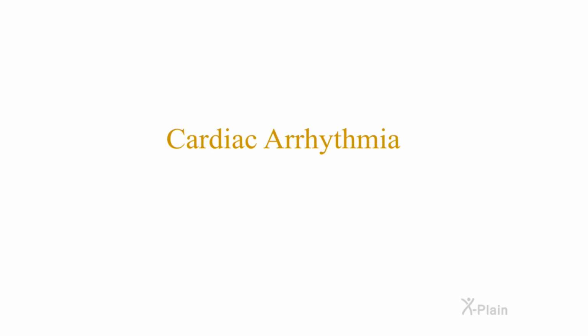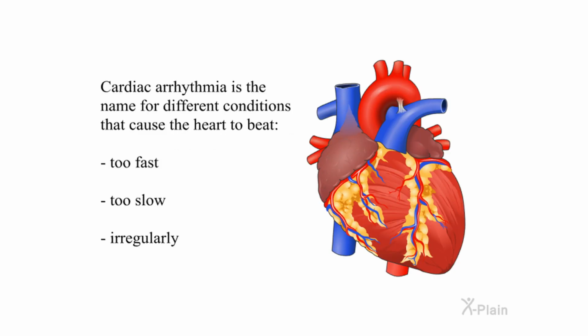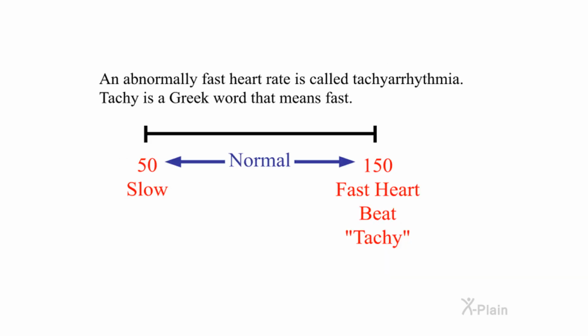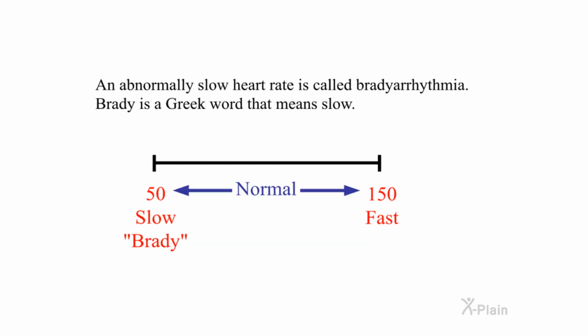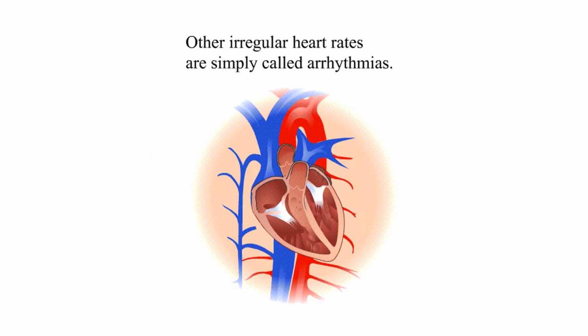Cardiac arrhythmia. Cardiac arrhythmia is the name for different conditions that cause the heart to beat too fast, too slow, or irregularly. An abnormally fast heart rate is called tachyarrhythmia. Tachy is a Greek word that means fast. An abnormally slow heart rate is called bradyarrhythmia. Brady is a Greek word that means slow. Other irregular heart rates are simply called arrhythmias.